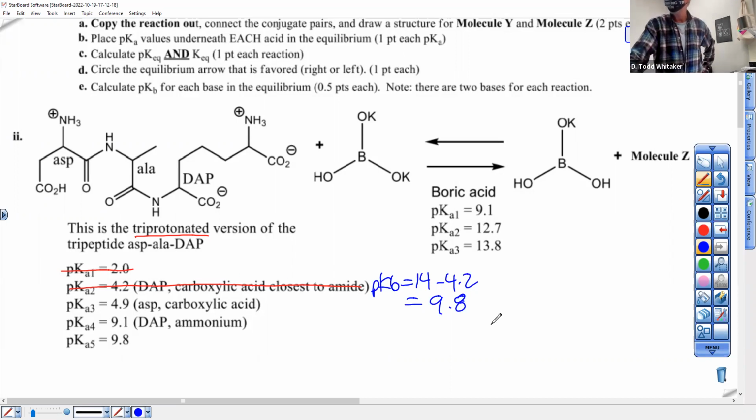9.8 reacts first. Okay. So the carboxylic acid has lost its H because this is triprotonated and not tetraprotonated, and it's the one closest to the amide of DAP. DAP amide is here. This is the base we're talking about. That would only be necessary if this is the acid of this pair. And it's not. So all that blue discussion for pKb, not a waste of time, but also not for this question.